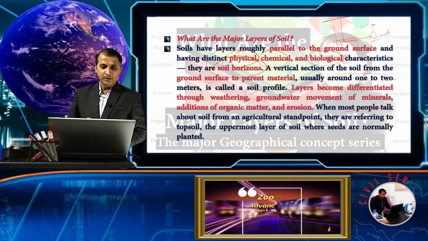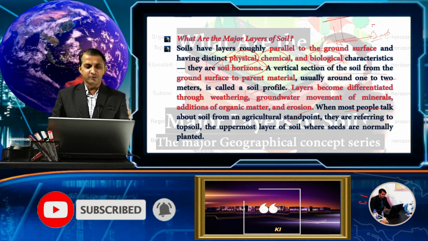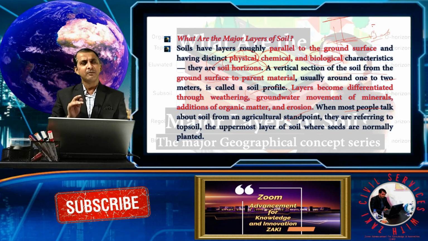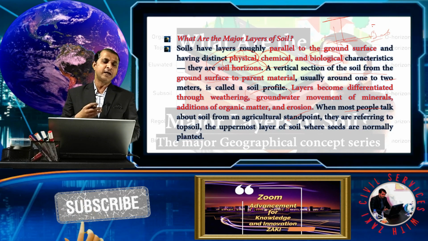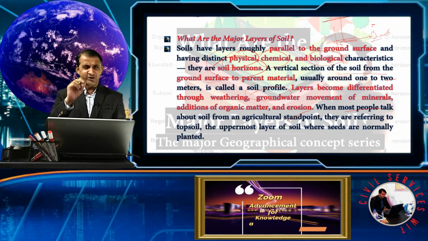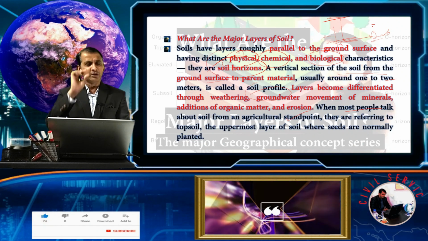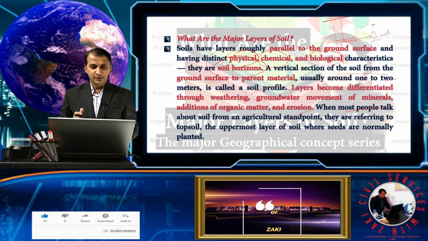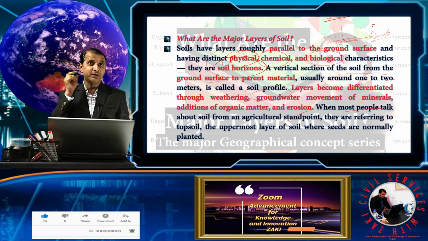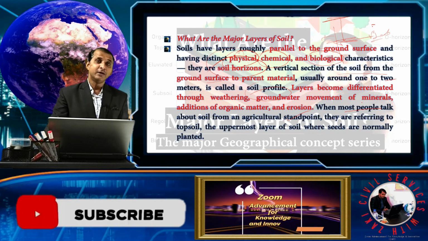When most people talk from the agricultural standpoint, they refer to the topsoil, the uppermost layer of the soil where seeds are normally planted. Some people talk about soil basically for agricultural land or for plantation. These soils are the uppermost layer of the soil and are called topsoil. So see the various layers of the soil in our next slide.